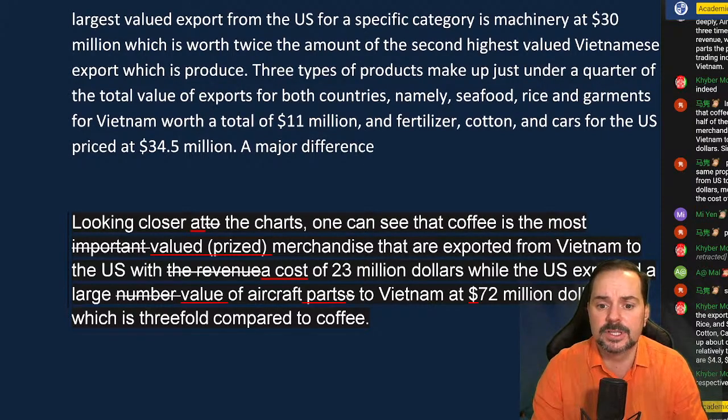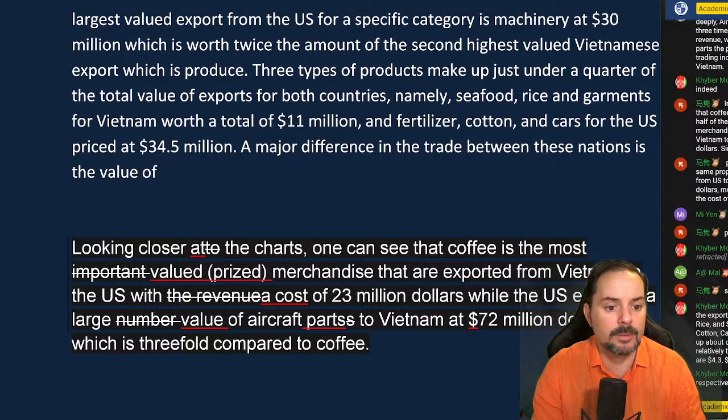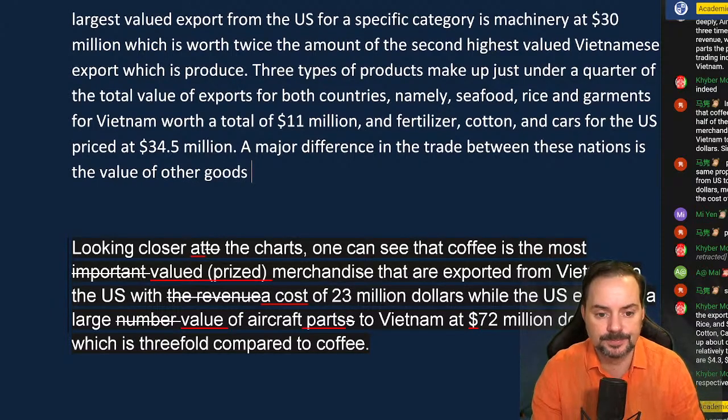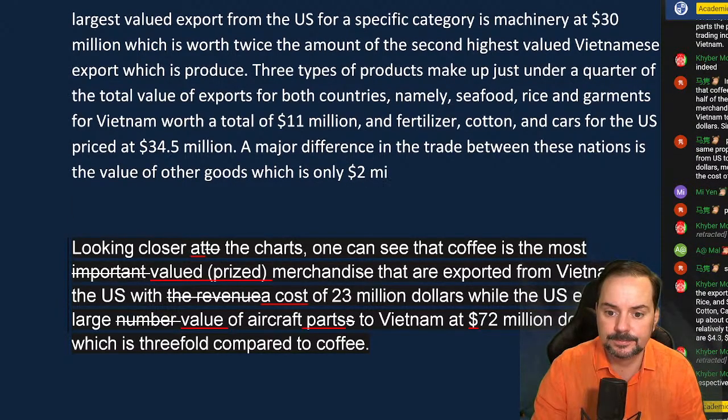A major difference in the trade between these countries. Did I use countries or nations before? I did use countries, so I'm going to use nations. So a major difference in the trade between these nations is the value of other goods, which is only $2 million for Vietnam.